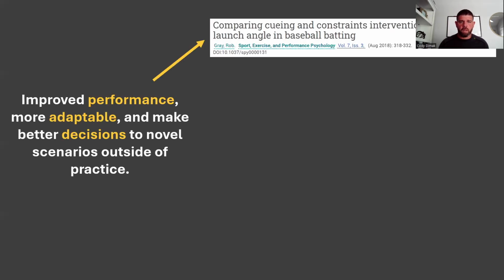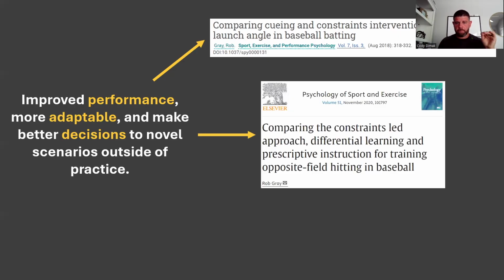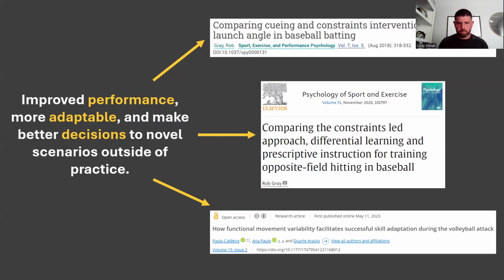So this, we'll call it the contemporary approach. Right? It has a couple names. It's called ECHO-D. So it's ecological dynamics, ECHO-D, also known as a constraints-led approach. I don't want to overcomplicate it, but there are some studies here. ECHO-D, a baseball launch angle batting study here. We have an opposite field hitting study here, and in other sports as well. We look at volleyball attack here.